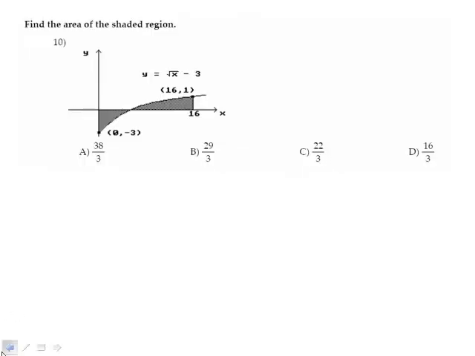Now we want to find the area of the shaded region here. Notice that the first region is below the x-axis, and so the integral would come out to be negative, so we'll take the absolute value of that part. The second region is above the x-axis. Notice we need to find, first of all, the point where it crosses the x-axis, and we set y equal to 0, which means the square root of x equals 3, or x equals 9. So this point is x equals 9.